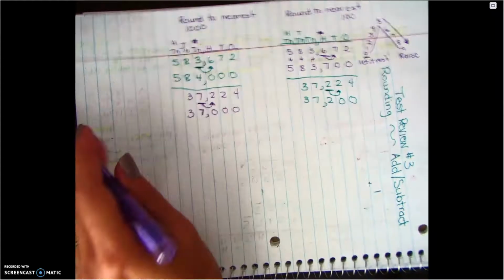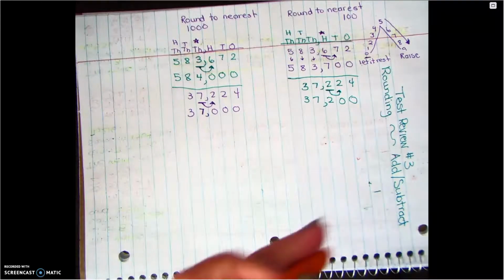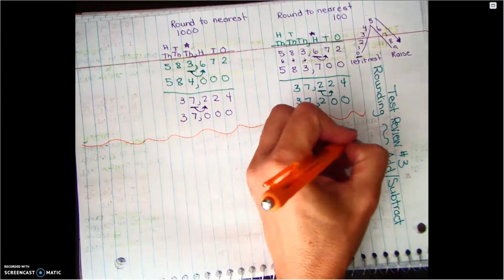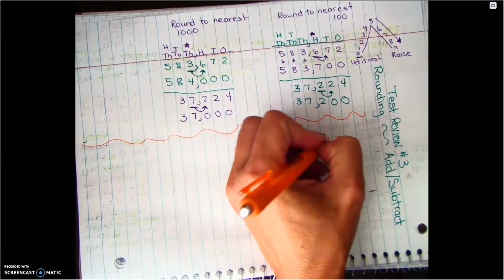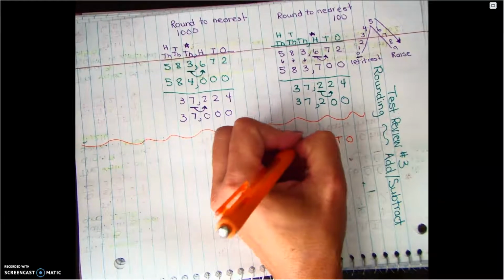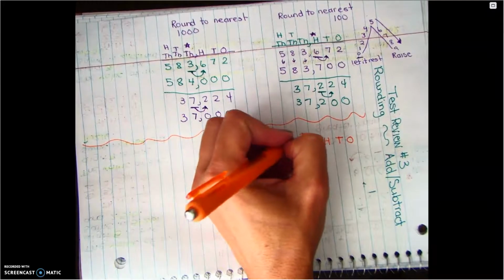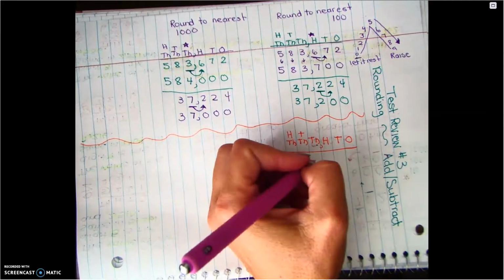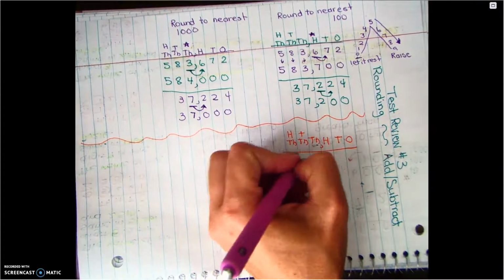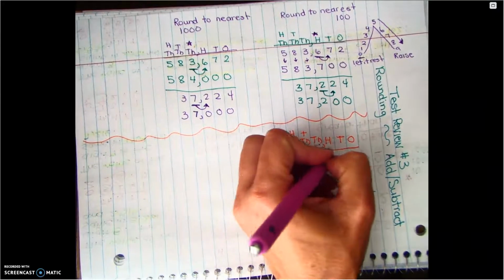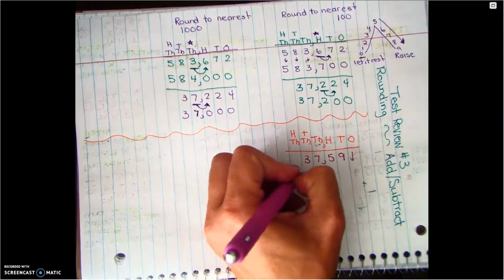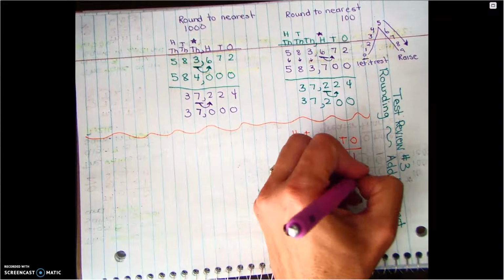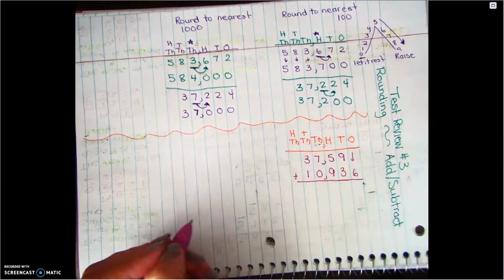Now the next thing that we're going to review is our adding and subtracting with regrouping. Remember, I still want you to make those place value charts. 10,000, 100,000. When we ask you to show your work, this is what we want to see. So we are going to add first. We're going to do 37,591 plus 10,936.